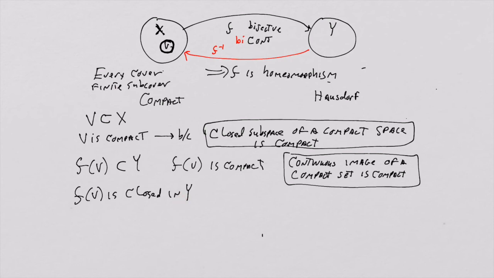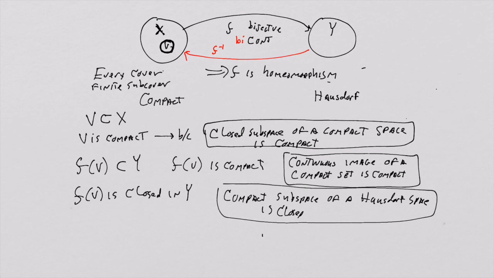Well, because I know that compact subspaces of Hausdorff spaces are closed, right? I know that a compact subspace of a Hausdorff space is closed. And that, again, is a little topological rule, just like all these others, that you learn from studying compact spaces and Hausdorff spaces. You learn that any compact subspace of a Hausdorff space will be closed.